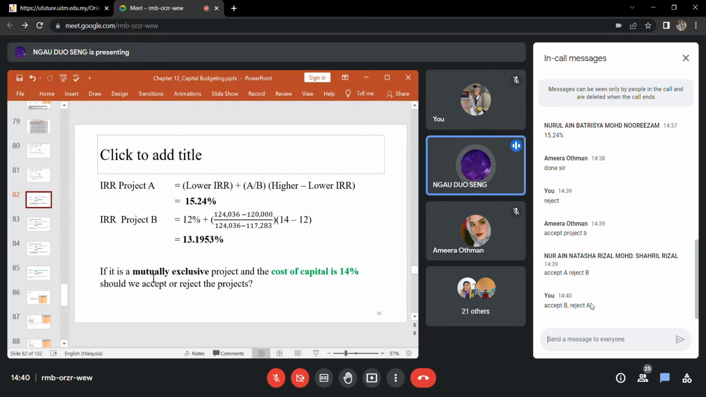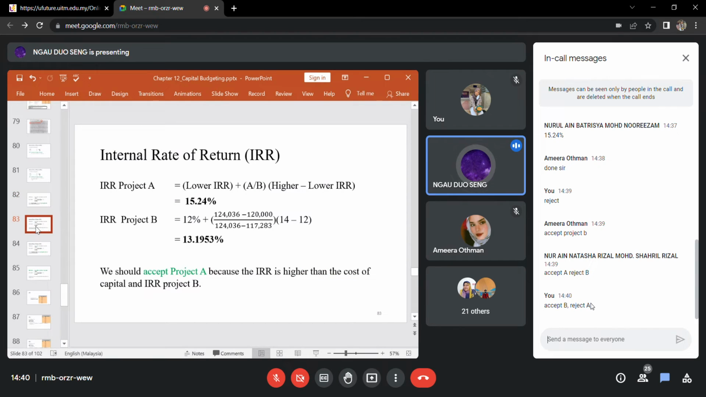And this is a mutually exclusive project. We can only choose one. So we will accept project A. Yeah? So we should accept project A because its IRR is higher than the cost of capital and higher than the IRR of project B. So remember IRR, we choose the higher one, right? And it must be more than the cost, of course.